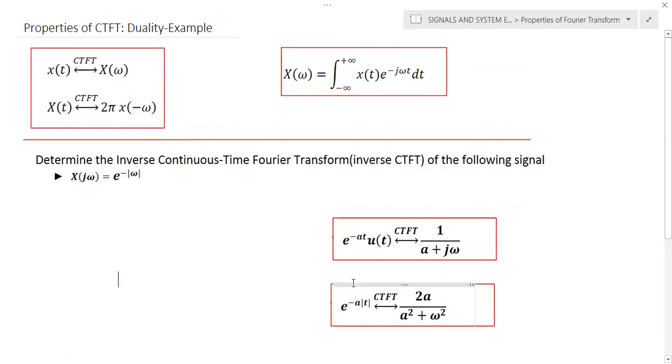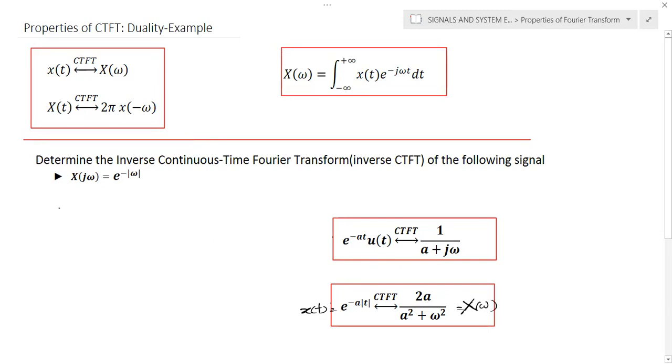So now we'll discuss a question similar to the previous one, but here we need to find the inverse Fourier transform, and the signal is e raised to minus modulus of omega. If you look at this question, it's similar to e raised to minus a modulus of t, but instead of t, it's omega. So again, you can apply the duality theorem, because the signal shape is almost similar. The only difference is that this is given in time domain and here it is given in frequency domain. So we need some rearrangement by using duality.